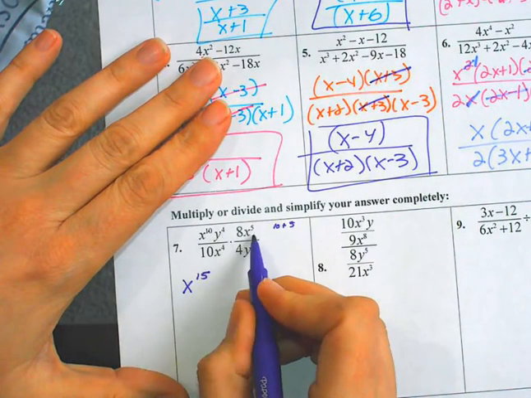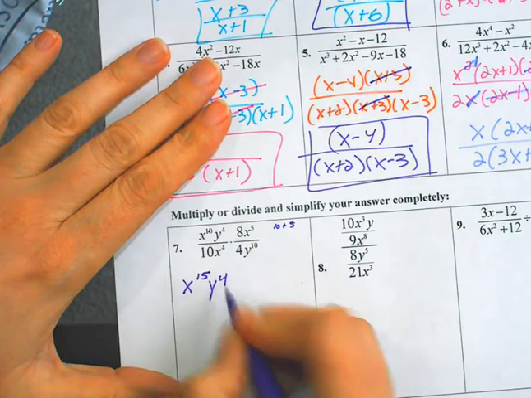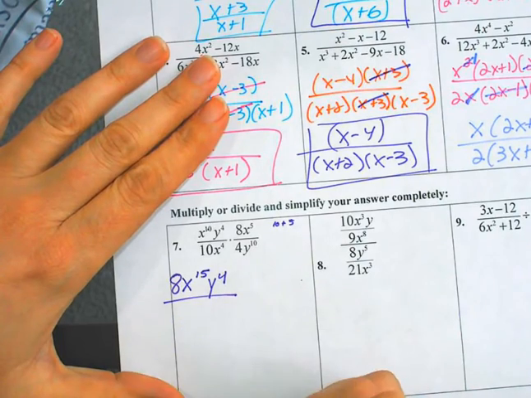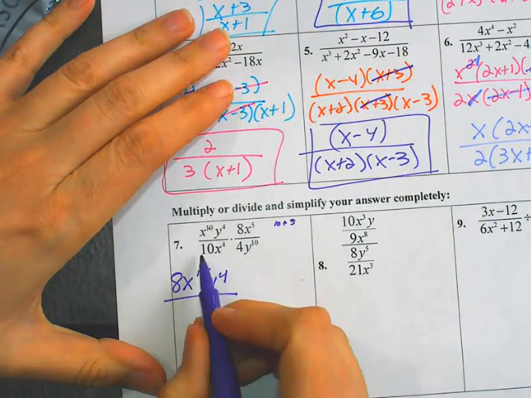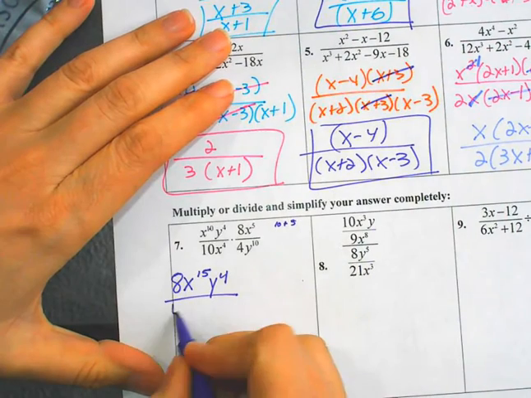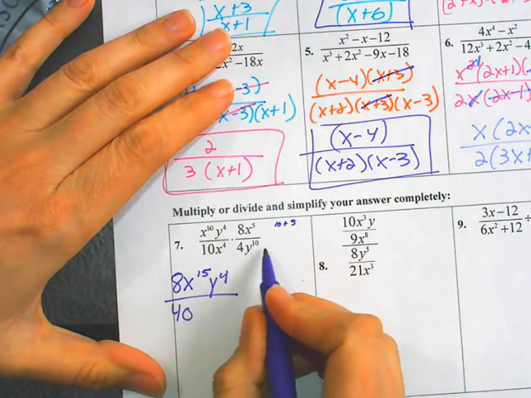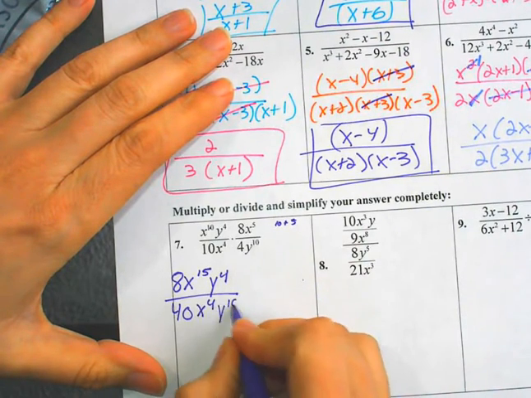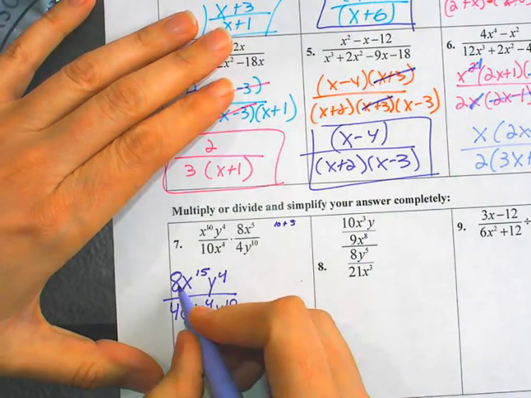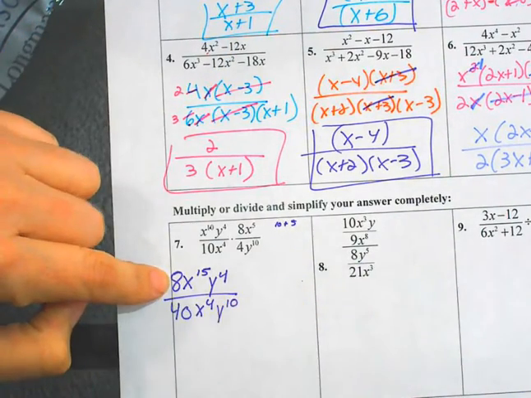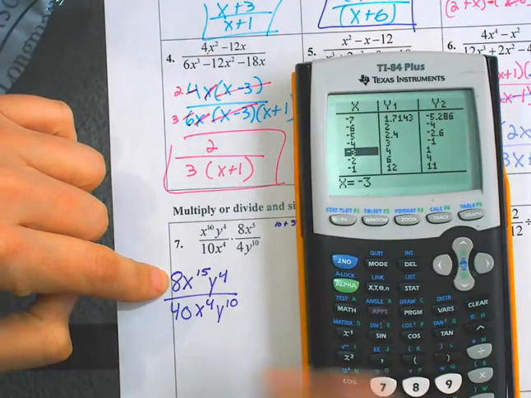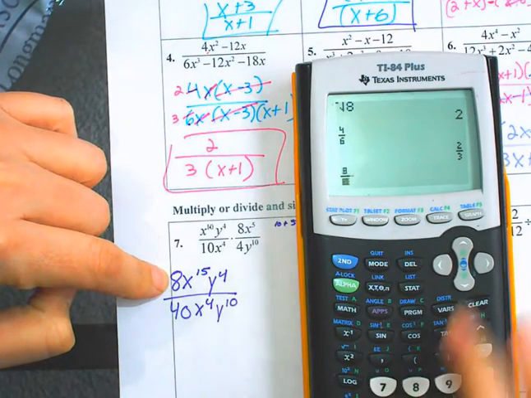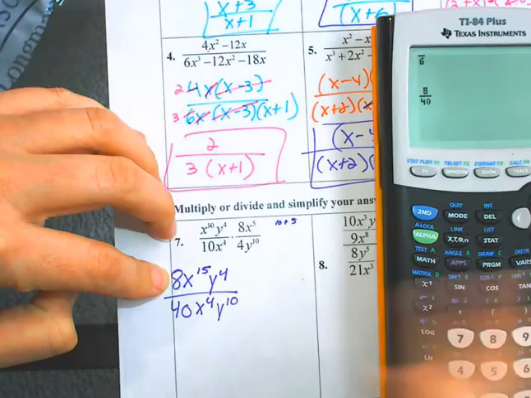Y to the 4th, there's no y's over here, so that's going to leave me y to the 4th. And then 8, and there's a 1, so 8 times 1. All right, multiplying straight across, we have 10 times 4, which is 40. X to the 4th, there's no x's, so it just stays as x to the 4th. Y to the 10th. Now, you can start to simplify. 8 over 40 reduces to 1 over 5.